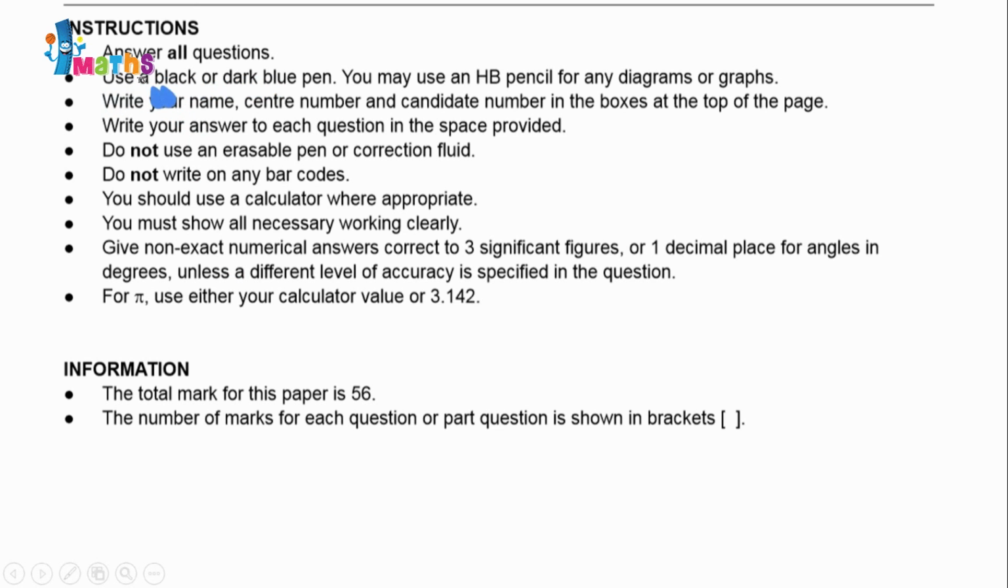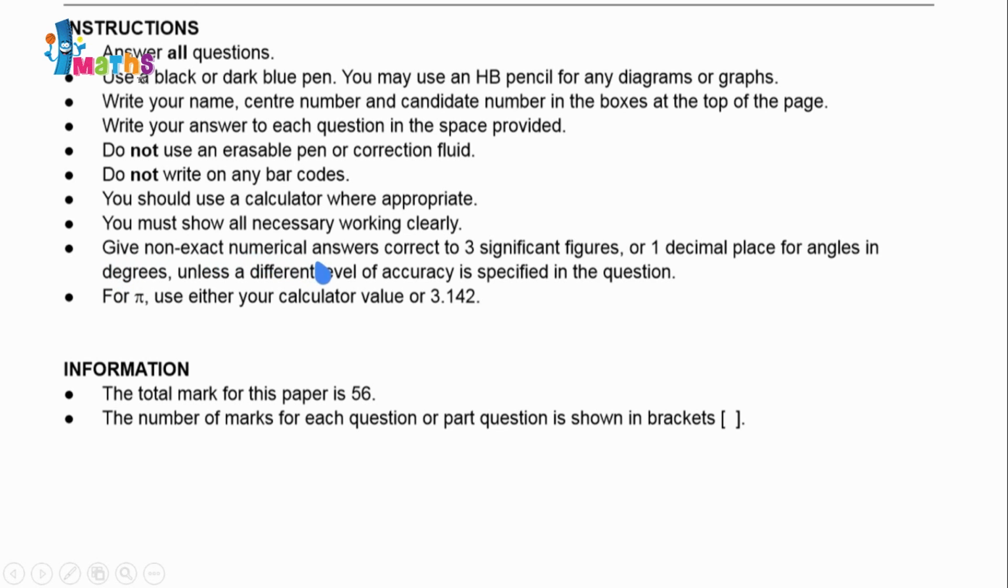Answer all questions, use a black or dark blue pen. You may use an HB pencil for any diagrams or graphs. Write your name, center number and candidate number in the boxes at the top of the page. Write your answer to each question in the space provided. Do not use any erasable pen or correction fluid. Do not write on any barcodes. You should use a calculator where appropriate. You must show all necessary working clearly.